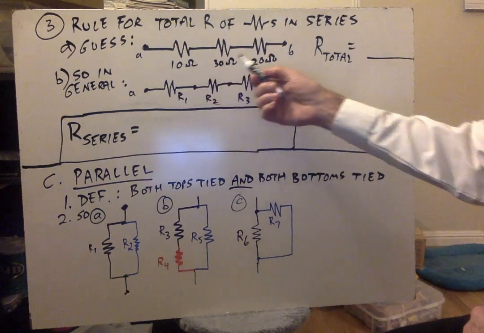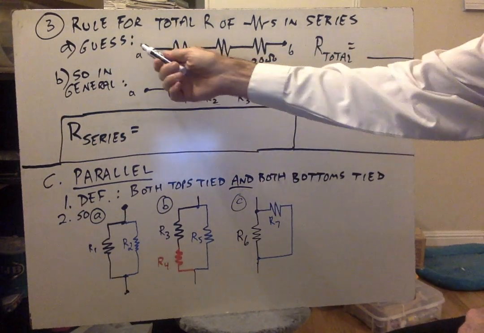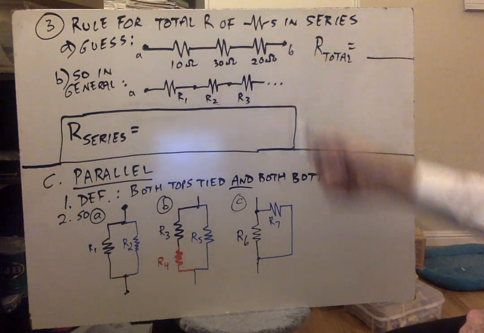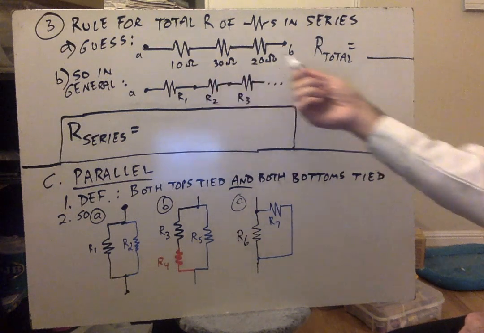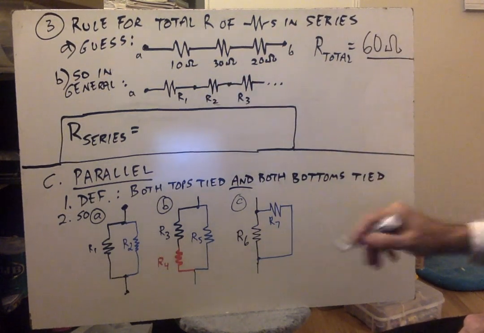Let's say you have a 10, a 30, and a 20. Pause the video, take a guess. What do you think the total resistance would be for this group between A and B? And if your intuition said to just add them all up, you would be right. The total is 60 ohms. That's the total for this group.